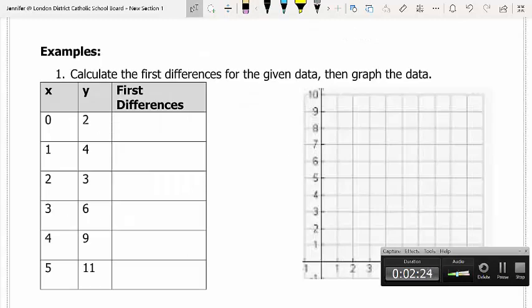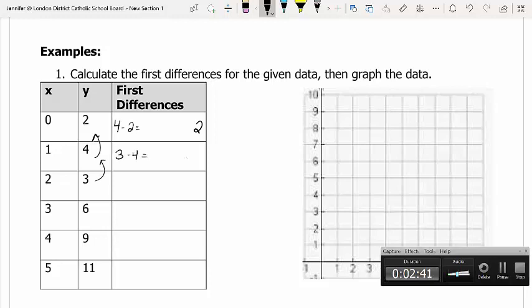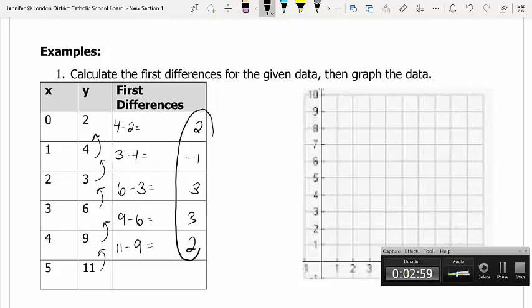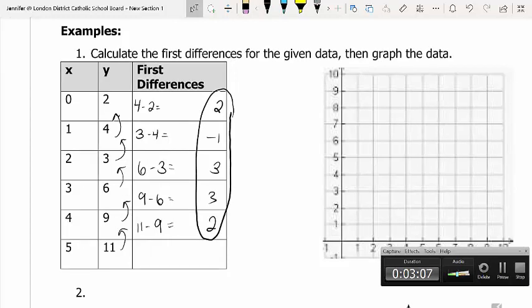Okay, so that's how you calculate the first differences. Now calculate the first differences and then graph the data. We're going to learn about a relationship between the first differences and the way the graph looks. So remember, to calculate the first differences, take the second y value, subtract the one before it. Okay, so all of our first differences are written right here. Now let's go ahead and graph the data.